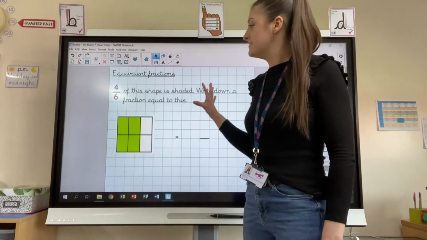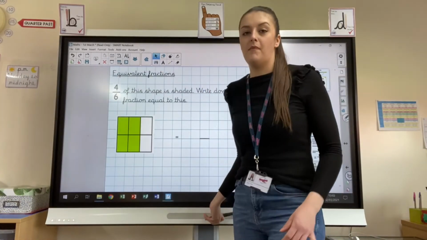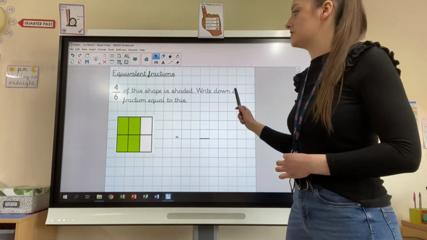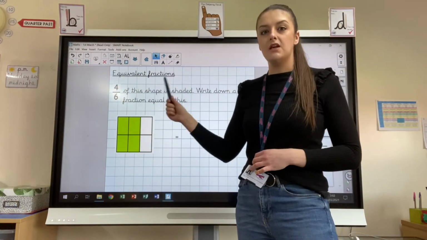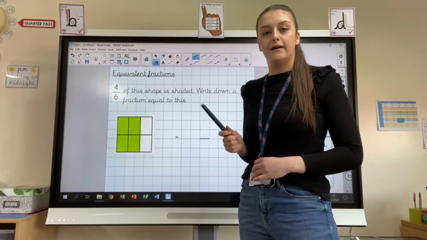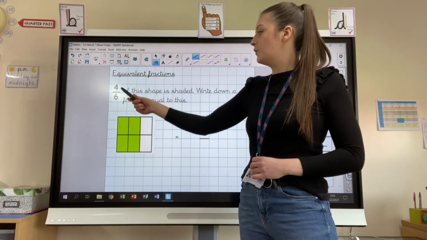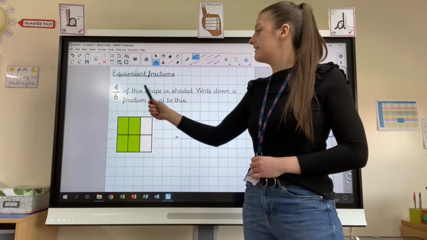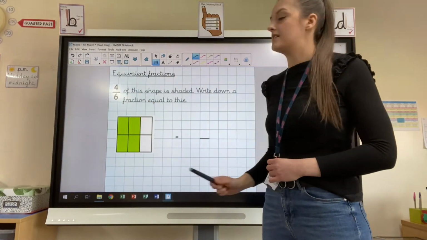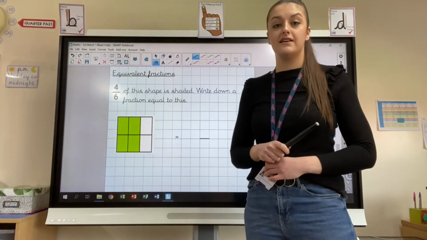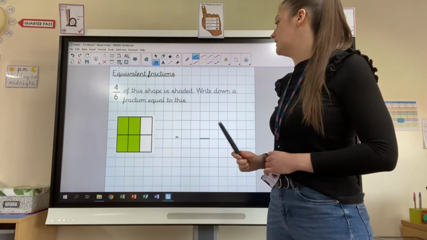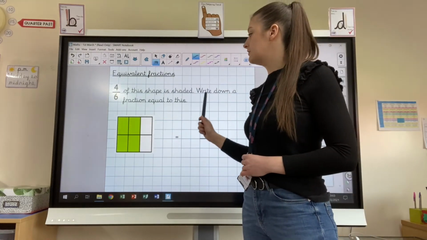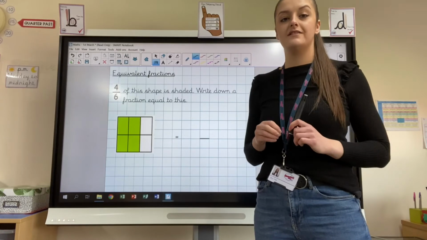So you've got another similar question to this one on my board. So looking at equivalent fractions, fractions that are equal to each other, worth the same amount, I've got the fraction 4/6, and I can see that there on my shape. 4/6 of this shape is shaded. So 4 parts out of the 6 parts are shaded in. Write down a fraction that is equal to this, so worth the same amount.